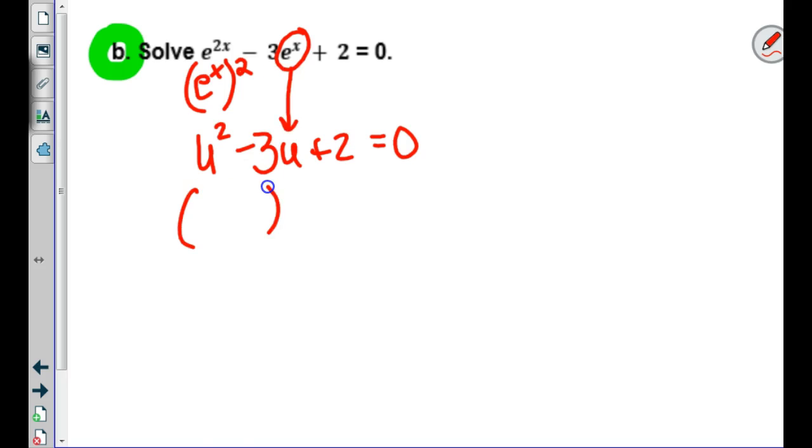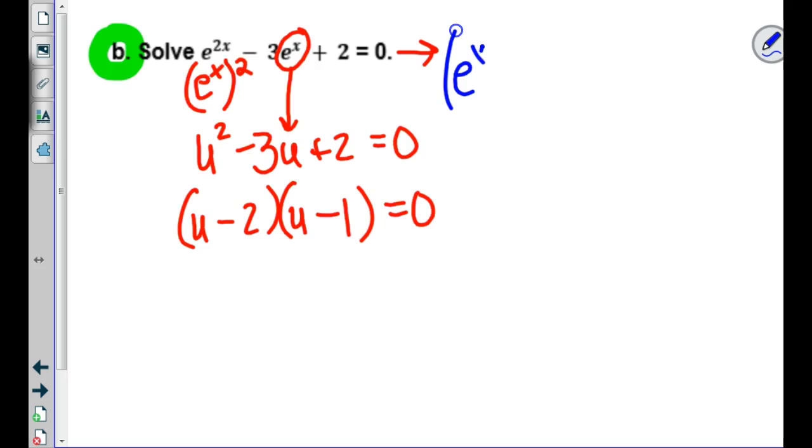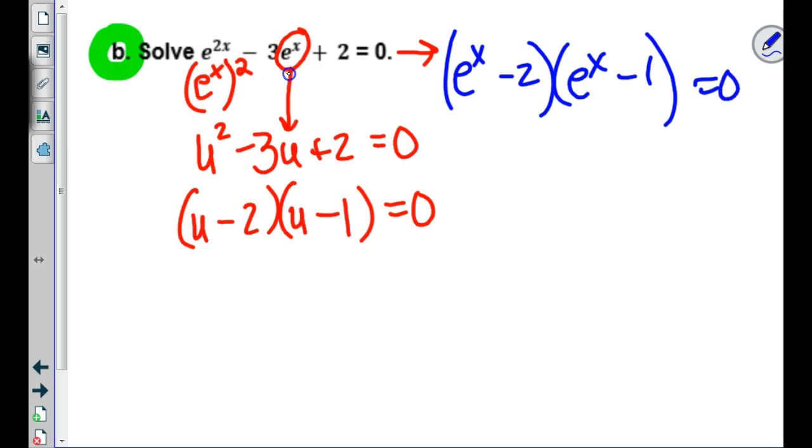How will that factor? U and u, minus 2 and minus 1. Okay? If you don't want to do u substitution, what we really did is we factored this as e to the x minus 2 and e to the x minus 1. If you did u substitution and you replaced it with a u, you're still going to have to go back and put in e to the x. Whoops, sorry.